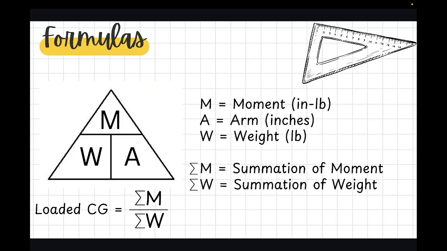Next formula, so we have the magic triangle of the moment, arm, and weight. So this is pretty simple. To get moment, you have to multiply weight and arm, and to get arm, you need to divide moment and weight. Now, to get the loaded CG means it includes all of the operating equipments, payload, useful load, na kasama sa word problem natin. So, to get loaded CG, you need the summation of moment and then summation of weight. And yung equals nun is in inches, and that is your loaded CG that we will use further in the solving process.